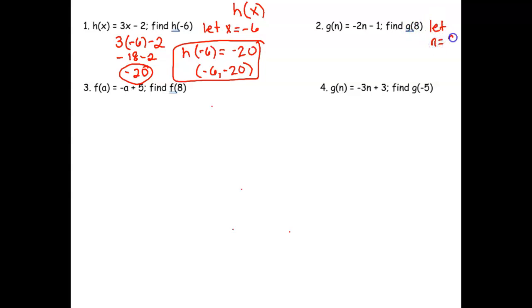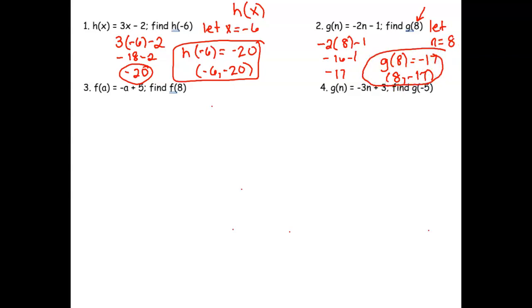we're just going to let our x, in this case our n, be equal to 8, because that's our input value. We just look at what's in the parentheses. That's what your let statement is. So then when we evaluate, it's -2 times 8 minus 1, so -16 minus 1, and we get -17. So our g of 8 is equal to -17. Again, I can write it as an input of 8 gives me an output of -17.